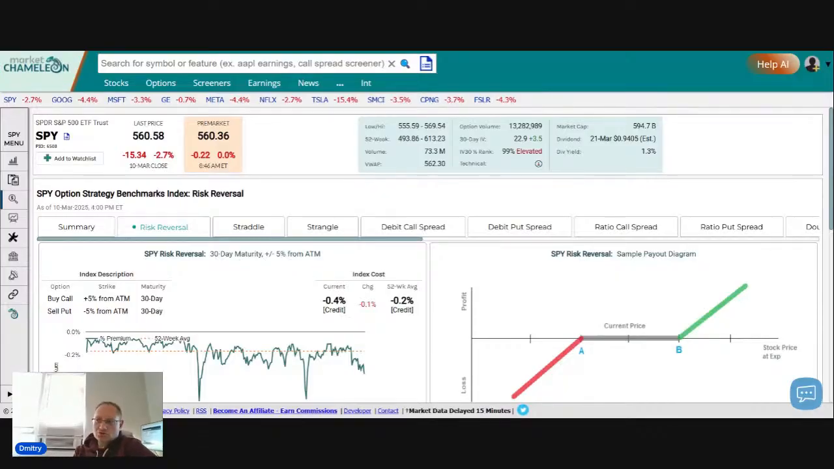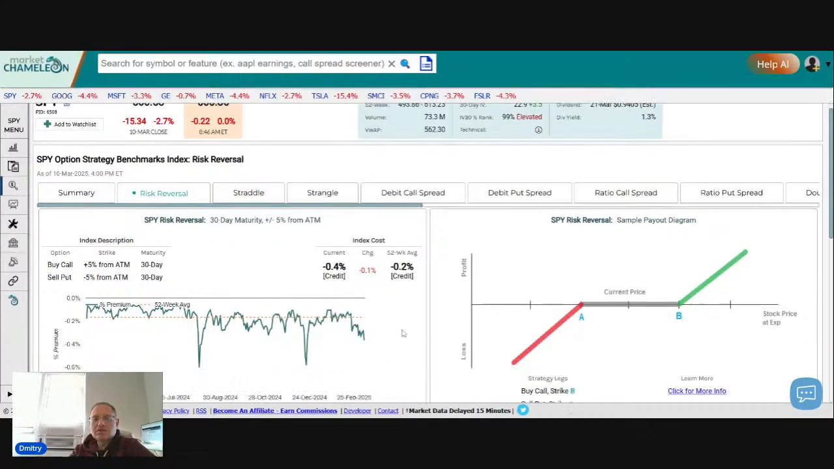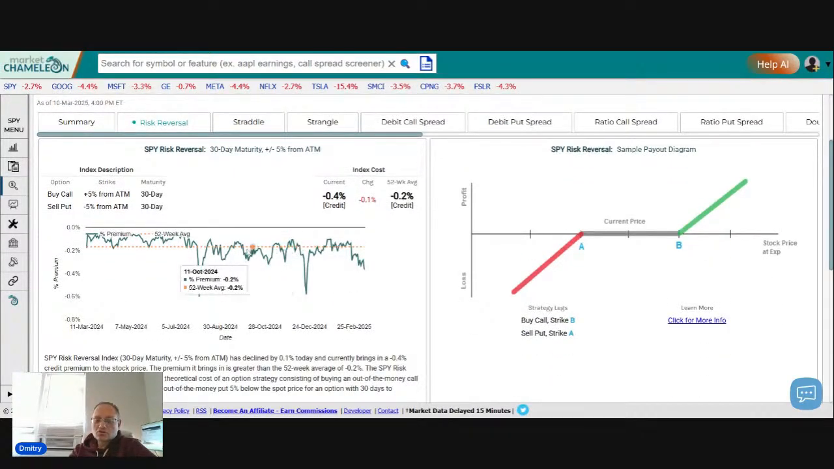So how does that compare to history? Right? How does that compare to the historical values? So we would have to look back in time and look where was the average price, the average cost of this strategy. And here you can see that it is negative 0.2%. So on average, you do get a credit. The puts traded at a higher price than the calls.